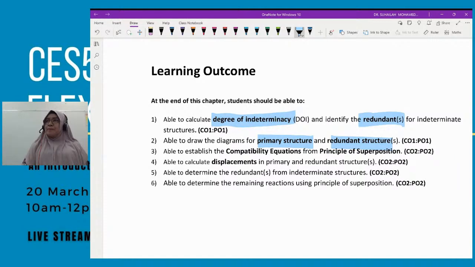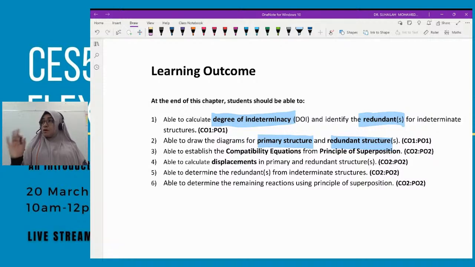Primary structure and redundant structure, both are determinate structures. Both are determinate structures.